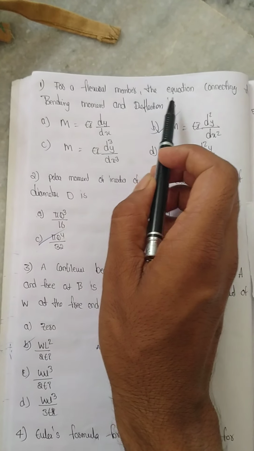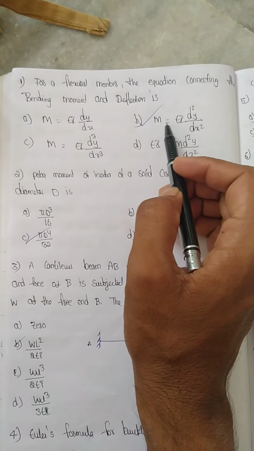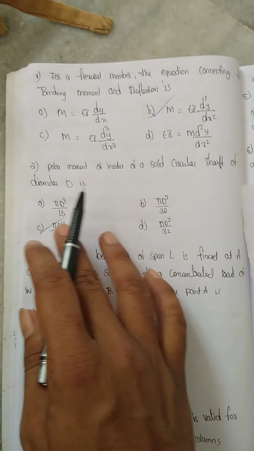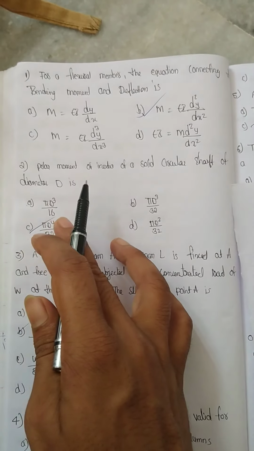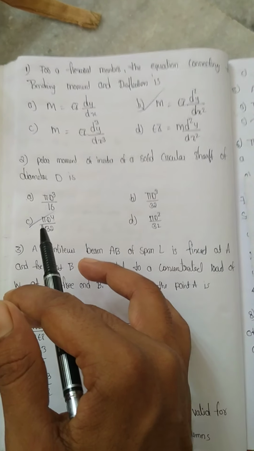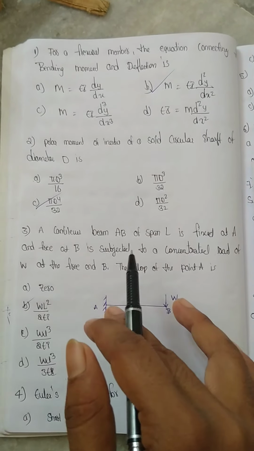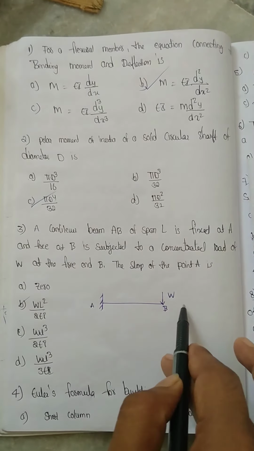For a flexible member, the equation connecting the bending moment and deflection is M = EI d²y/dx². Option B. Polar moment of inertia of a solid circular shaft of diameter d is equal to πd⁴/32.